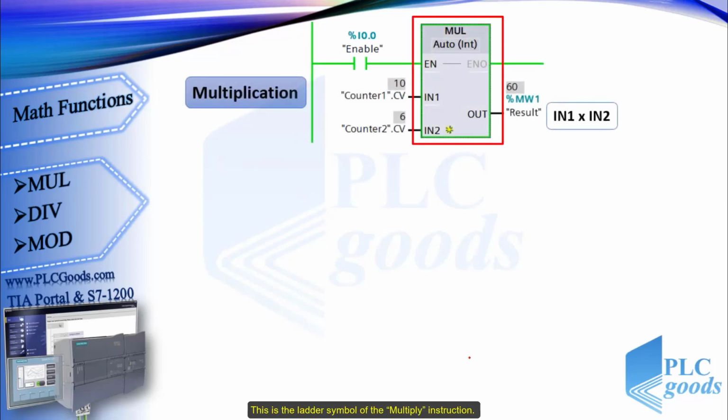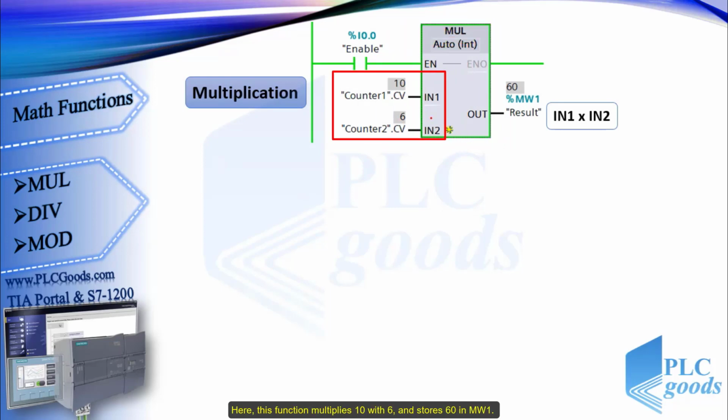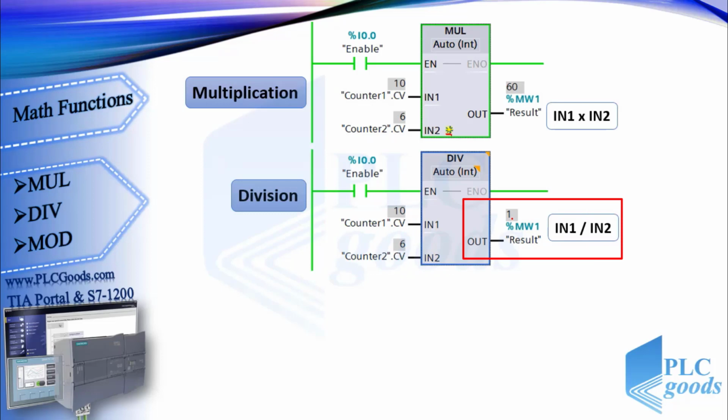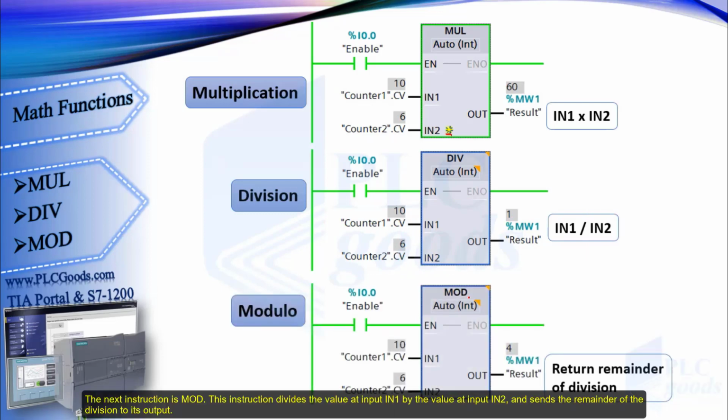This is the ladder symbol of the multiply instruction. Here, this function multiplies 10 with 6 and stores 60 in MW1. As you can see, this instruction can multiply more than 2 values. The next instruction is division. Here, this instruction divides 10 by 6 and returns its quotient. The next instruction is MOD. This instruction divides the value at the input IN1 by the value at input IN2 and sends the remainder of the division to its output.